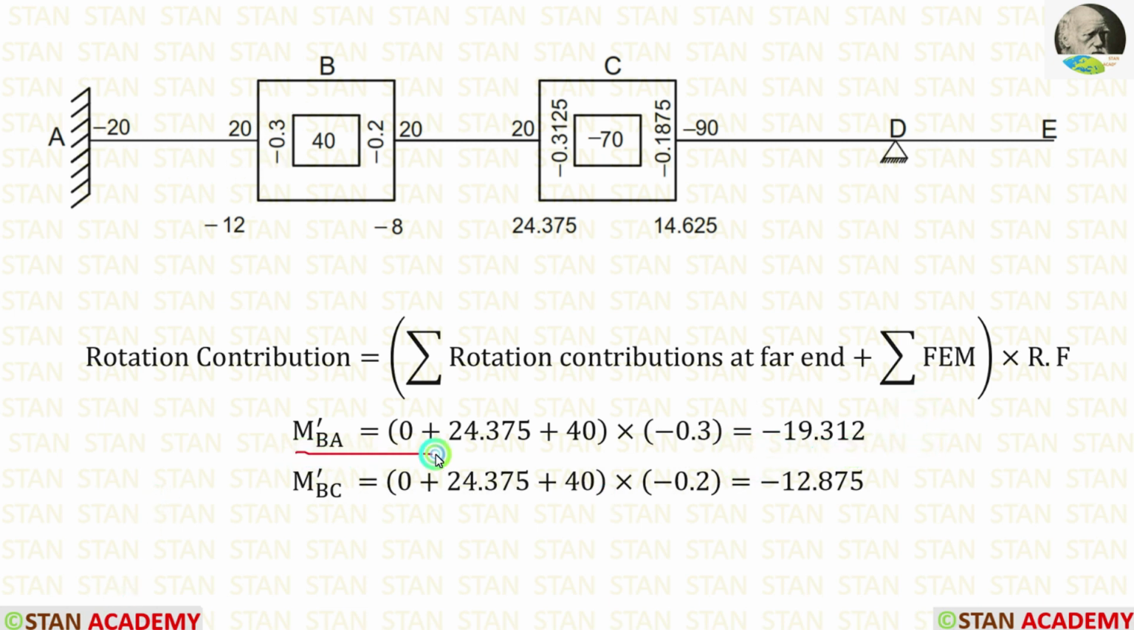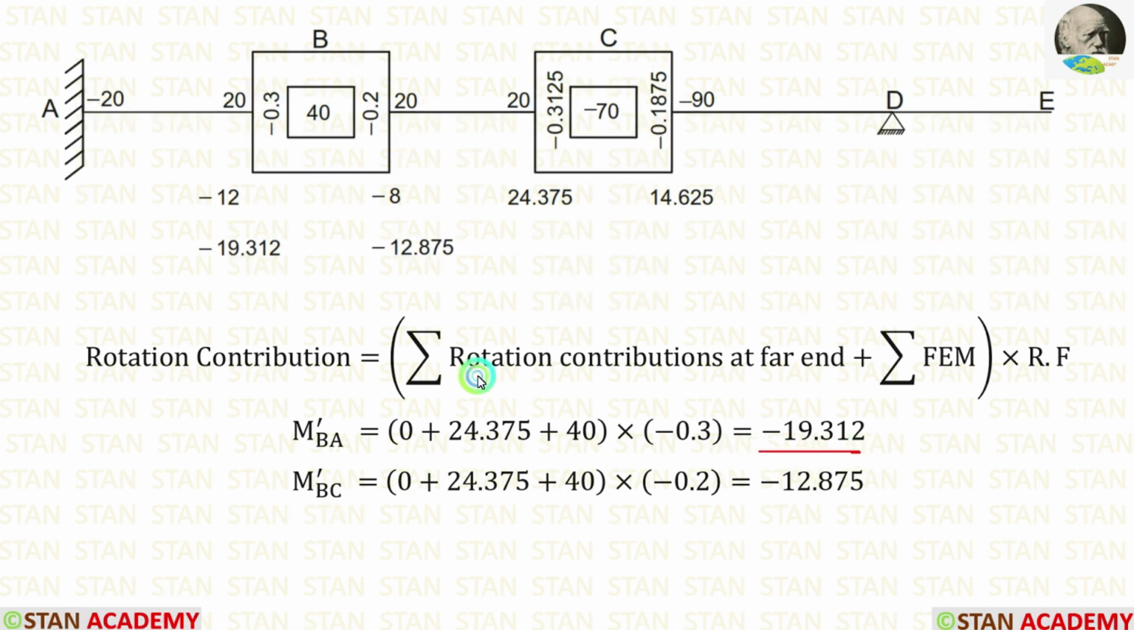We know that for M-BA and M-BC, all the values are same except the rotation factor. The rotation factor for BC is minus 0.2. After the calculations, we are getting M-BC is equal to minus 12.875. We can enter the value of M-BA here and M-BC here.